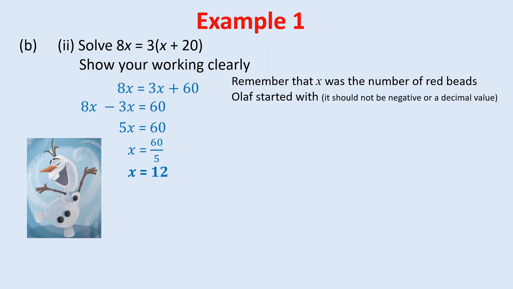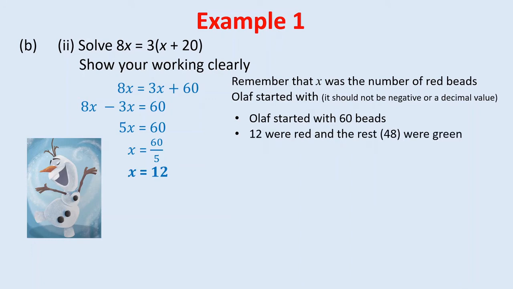But let's take this one step further to check that this is actually the correct answer. Olaf started with 60 beads, right? And now we're saying that he had 12 red beads. And the rest, which is 48, would be green beads. So in part A, we worked out the probability he chose a red bead was x over 60, in this case 12 over 60, which simplifies to 1/5.